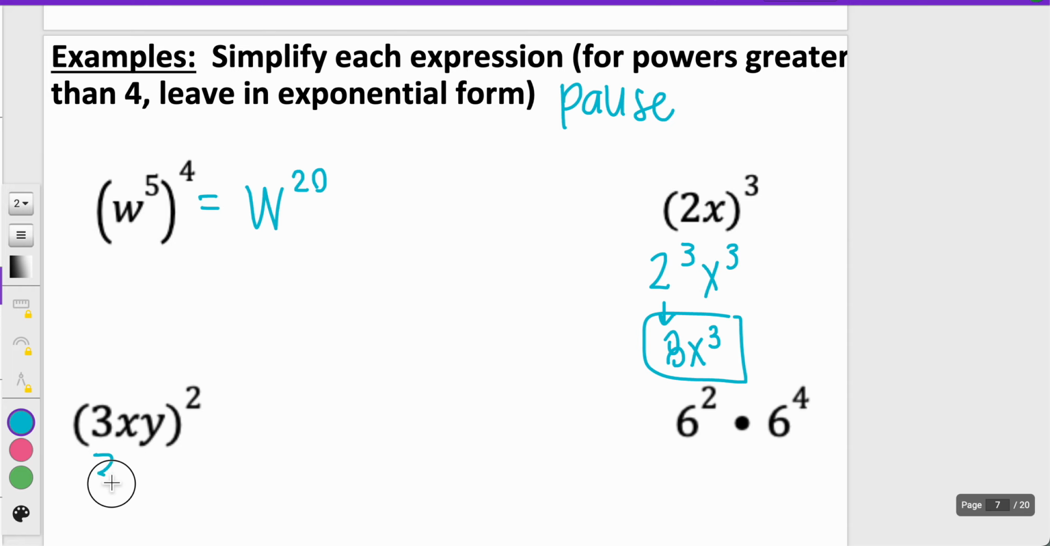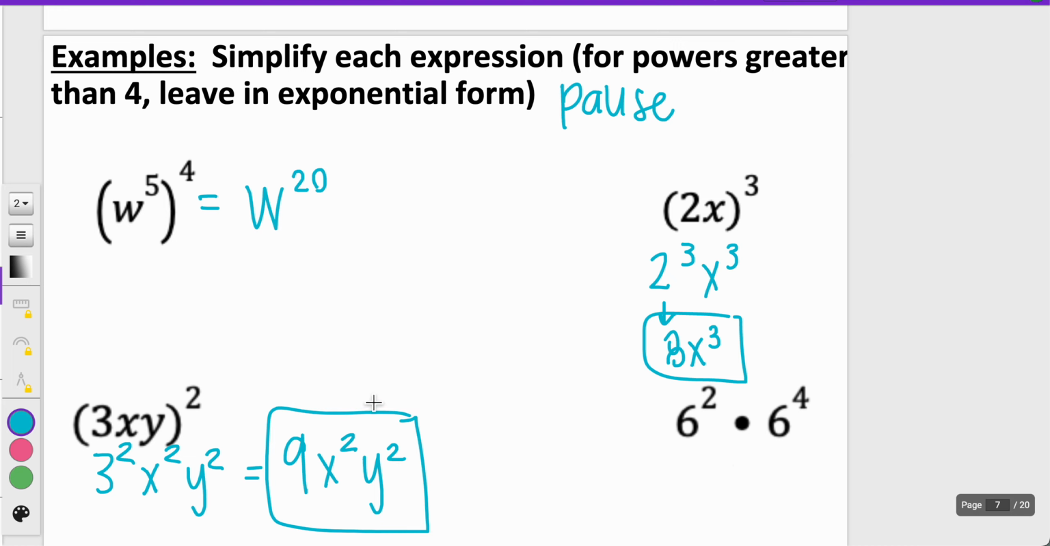3xy to the second means 3 to the second, x to the second, y to the second, so everything gets distributed to that second power. And then simplifying as much as I can, 3 to the second is 9, but x squared and y squared remain the same. And then our last one on this page, 6 to the second times 6 to the fourth, just adding those together, I'm going to get 6 to the 6th power.